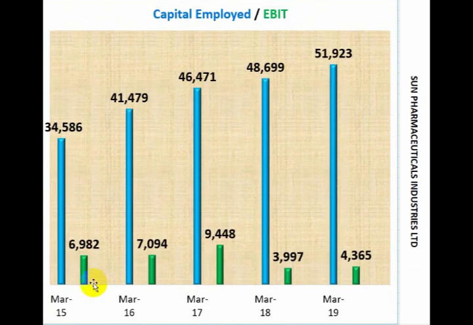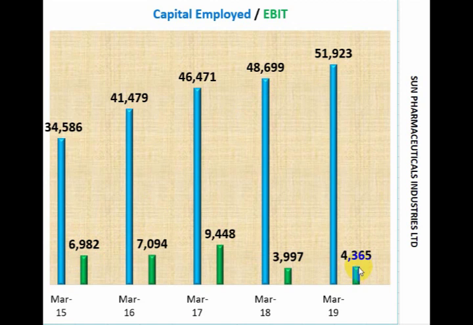Next, let us look at the values of the capital employed and the EBIT. Capital employed should be increasing over the years, which we see in the blue: in March 15 it was around 34,000 crores of capital employed, and it increased to 51,000 in March 19. At the same time, the EBIT should also be increasing, which we don't see here. Again, from 6,900 crores in March 15, it has dropped to 4,365 crores in March 19.